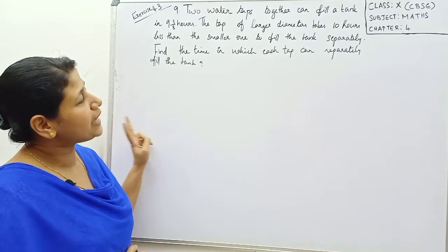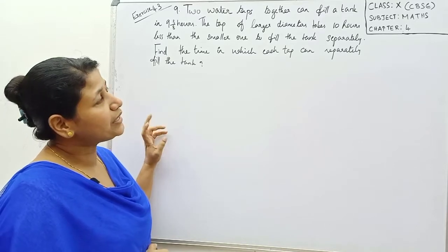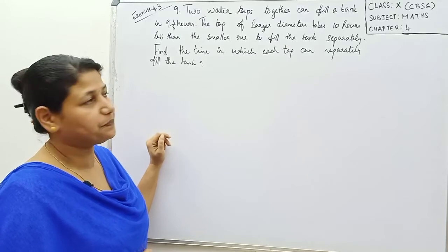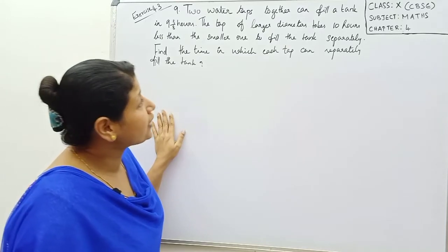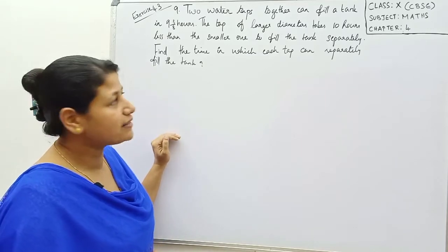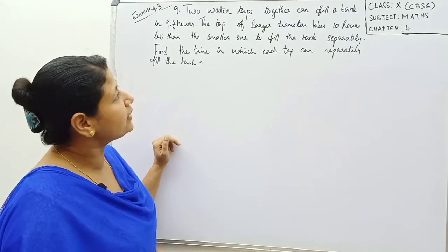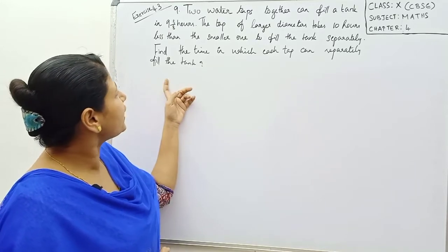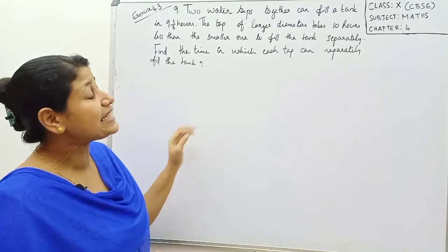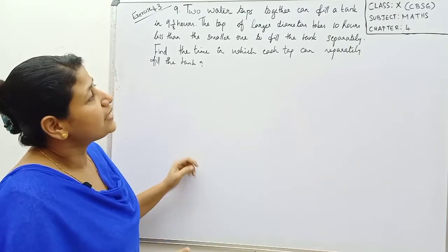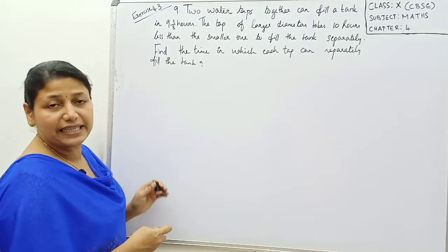So there are two taps. If we are opening two taps together, it takes 9 3/8 hours. That means the larger pipe and the smaller pipe together will take 9 3/8 hours. Now we have to find out the time in which each tap can separately fill the tank. So we have to consider some time according to the larger and the smaller taps.